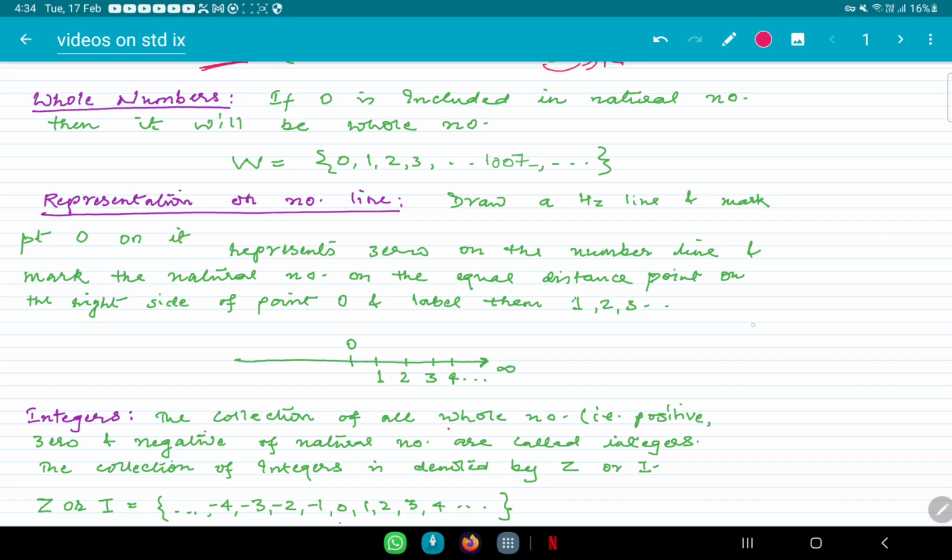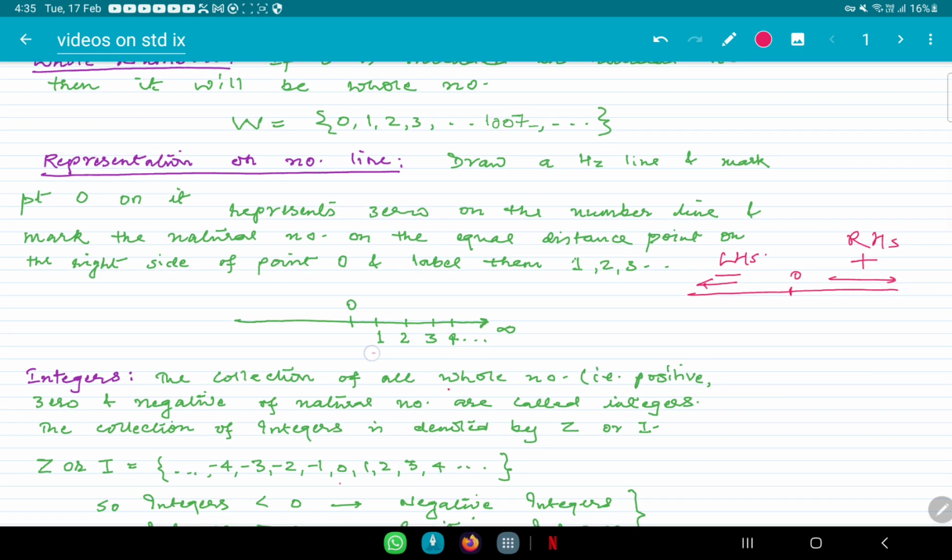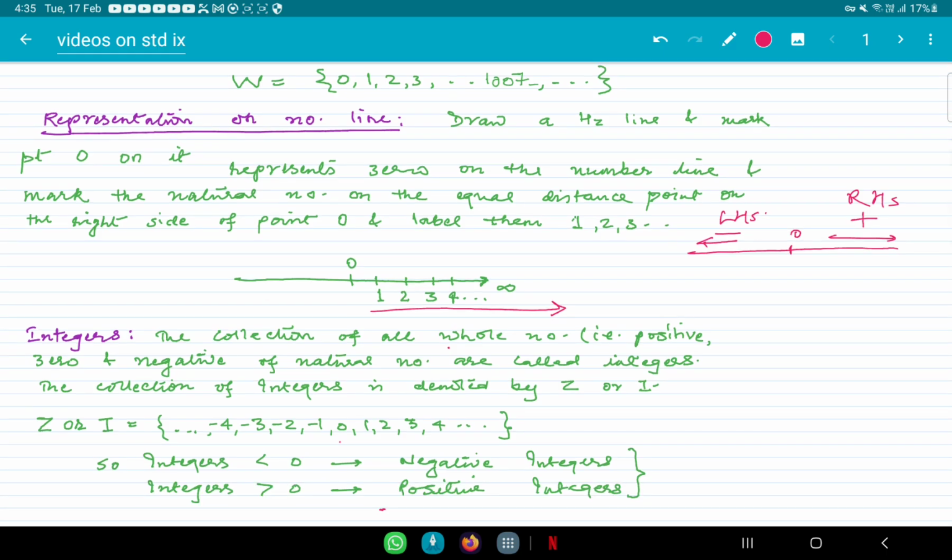We can also represent natural numbers as well as whole numbers on a number line. As we know, in a number line there will be a 0 in between, and there will be positive values on the right hand side and negative values on the left hand side. This is our right hand side and this is our left hand side. So 1, 2, 3, 4, like this these type of numbers all will come on the right hand side. So this is the way we can represent whole numbers and natural numbers on a number line.